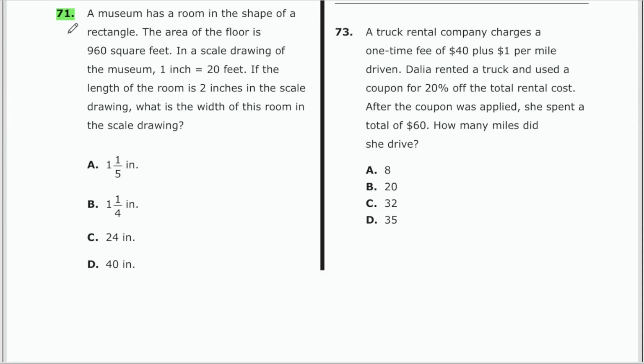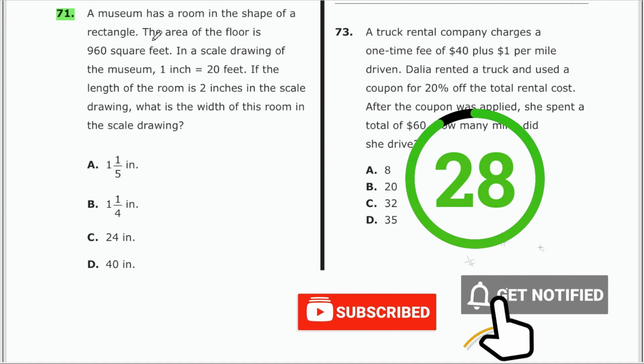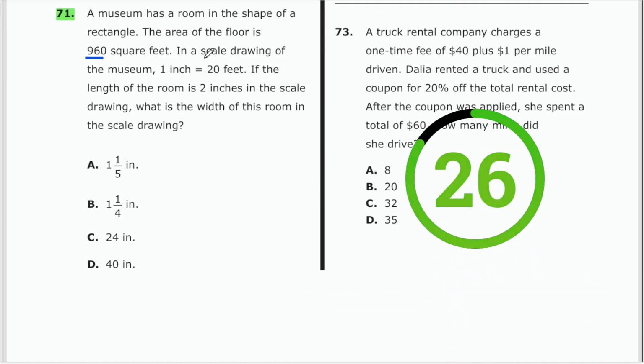So, how can you do this problem in 30 seconds or less? A museum has a room in the shape of a rectangle. The area of the floor is 960 square feet. In a scale drawing of the museum, 1 inch is 20 feet. If the length of the room is 2 inches in the scale drawing, that's important.